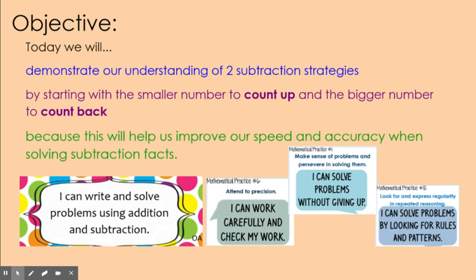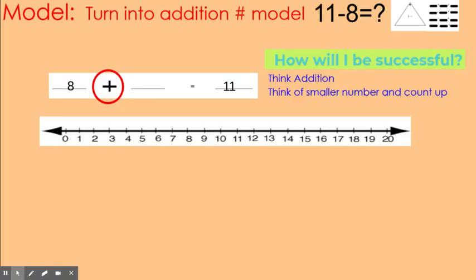All right. Today we will demonstrate our understanding of 2 subtraction strategies: starting with the smaller number to count up, and the bigger number to count back. This is going to help us improve our speed and accuracy when we're solving subtraction facts. By the end of 2nd grade, you should know how to write and solve problems using addition and subtraction. So tell your brain to check your work carefully, that you're not going to give up, and that you're going to use what you already know to help you solve these problems. Watch me model for you.